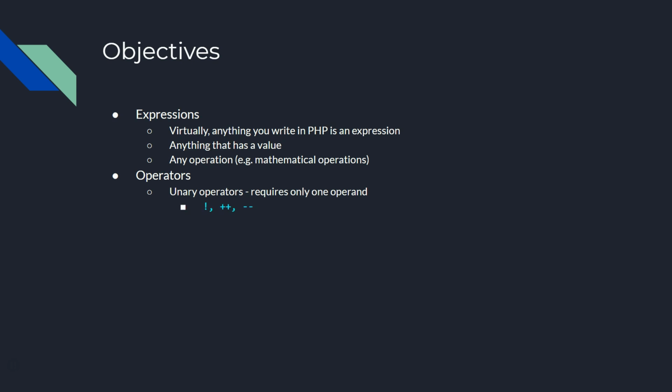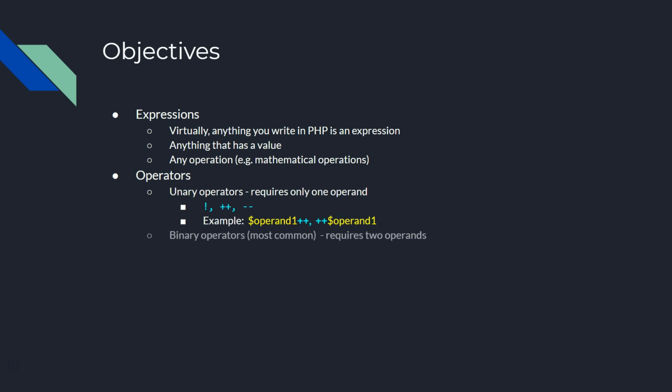So here are the three most common ones. The exclamation mark, which is also called the not operator. And then you have the plus plus and the minus minus. These are the increment and decrement operators. An example would be something like that.